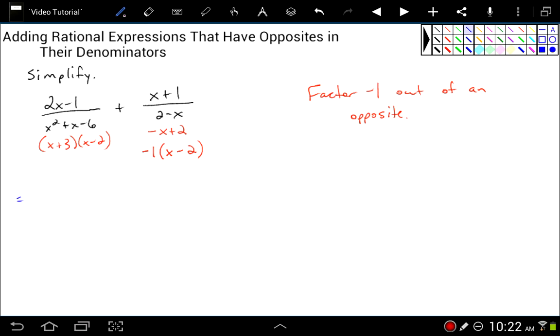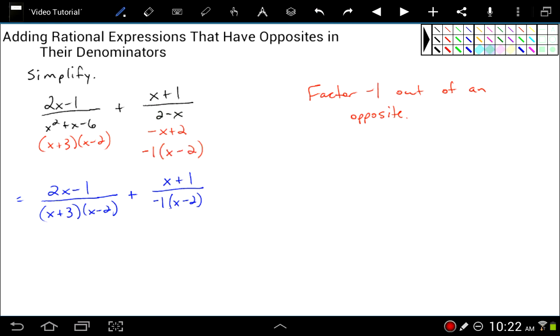So we have 2x minus 1 over x plus 3 times x minus 2 plus x plus 1 over negative 1 times x minus 2. Again, this equals 2 minus x. I have not changed it. I just changed the way it looks.